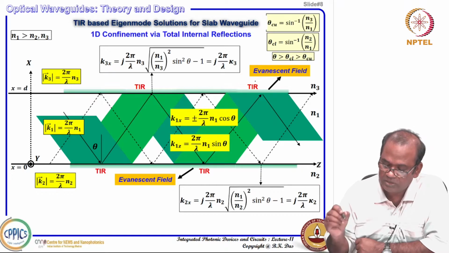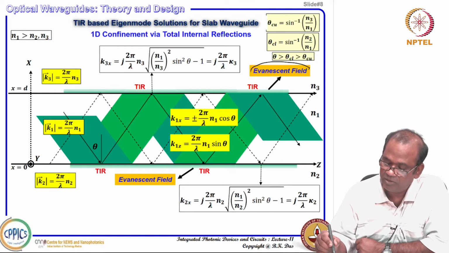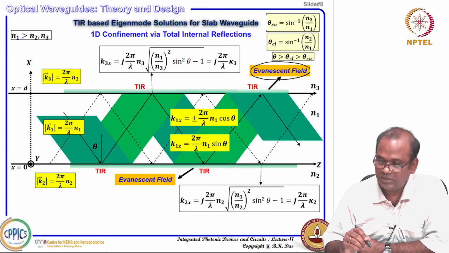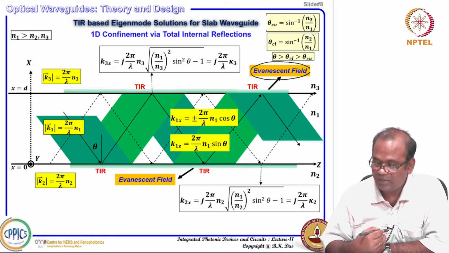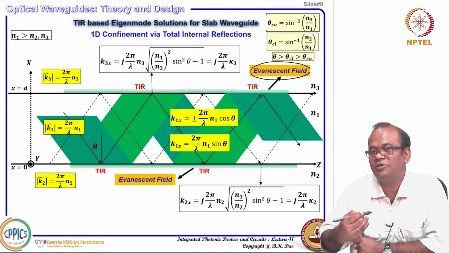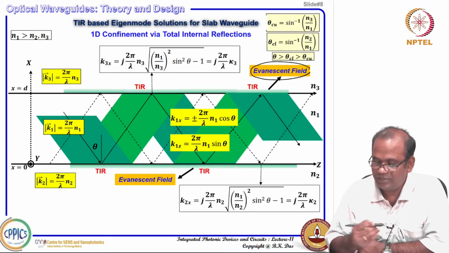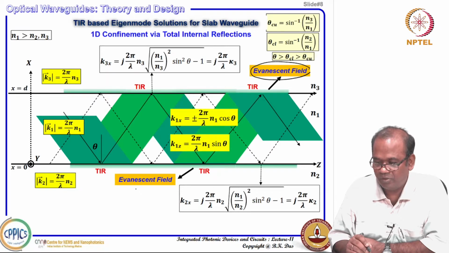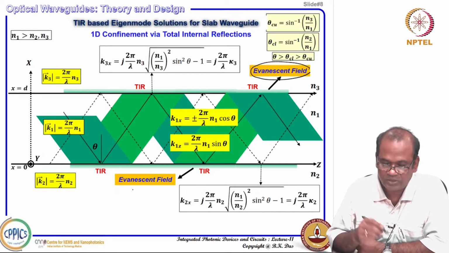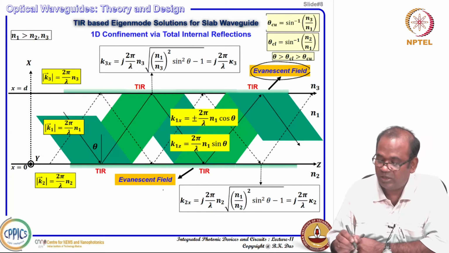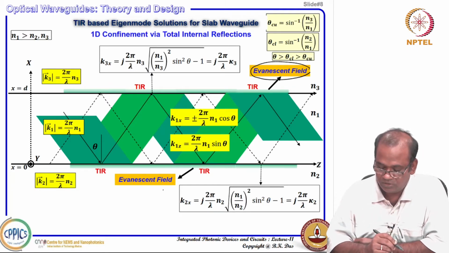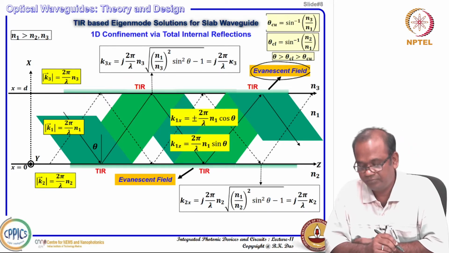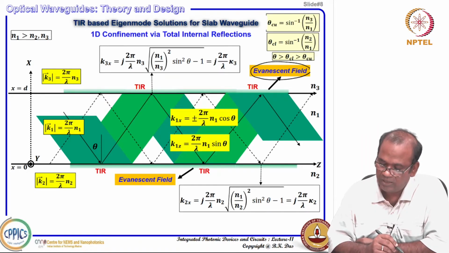Now, this field, because it is decaying, we normally call an evanescent field. That field exists, but it is not carrying energy along the x direction. In the x direction it is decaying, and that is what matters for our photonic integrated circuit. Those who are studying waveguide theory normally call this type of decaying field an evanescent field.